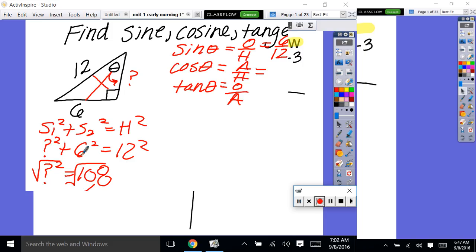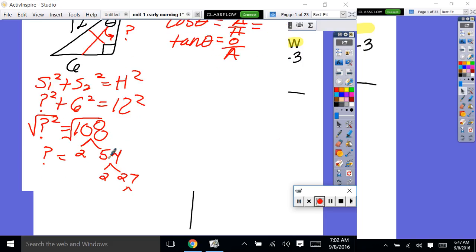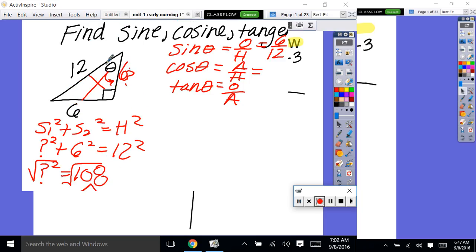So take your calculator, 108 divided by 2, 54. 2 times 54, factors of 54. 2 and 27. And then 9 and 3, right? 9 and 3. 3 and 3. Pulling out groups of 2, we pull out a 2, we pull out a 3. Isn't that what's left? Yeah. So 6 square roots of 3. Is everybody good with that? So this is 6 square roots of 3.